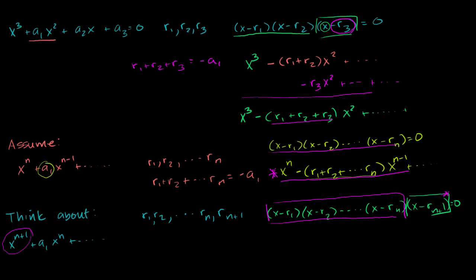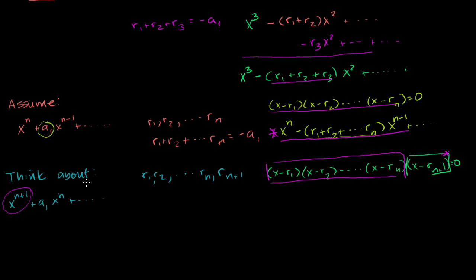Well, there's only one way to get the x to the n plus 1 term, and that's by multiplying this x times this x to the n. So that will give us x to the n plus 1. That's the only way to do it. That's the only way to get this highest degree term.